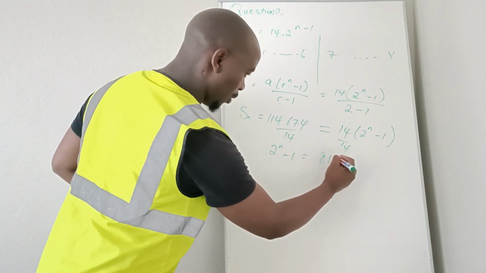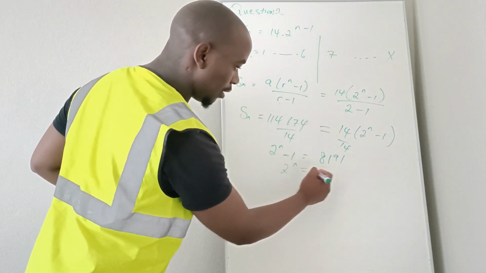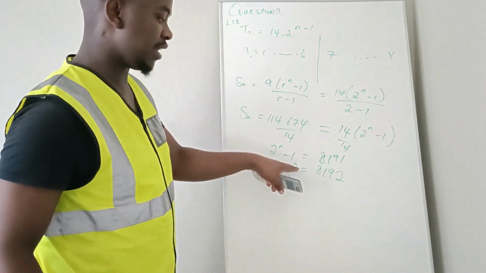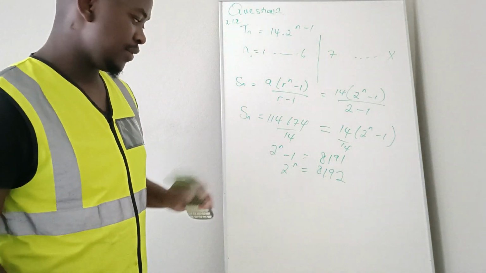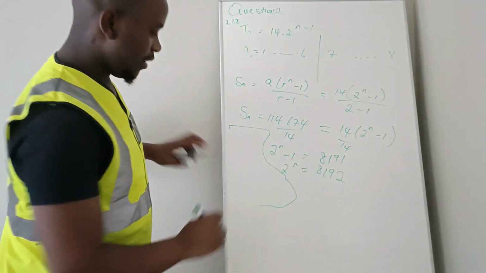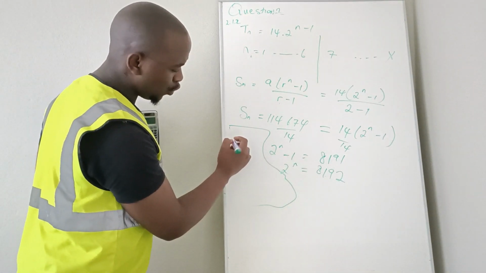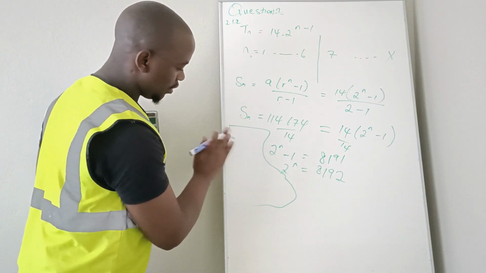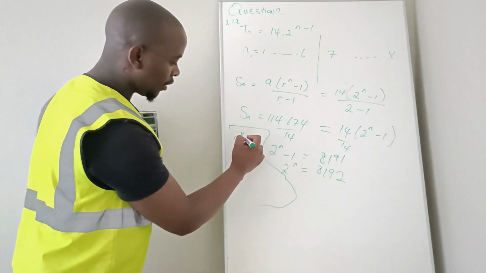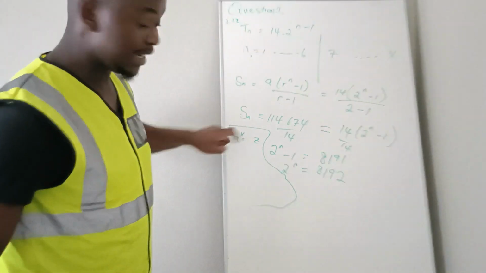So this is 8191. So we take 1 to that side, it's going to be 2 to the power of n equals 8192. How do we find the value n? For this, just to jog your memory again, if we have a known base, this is the base and this is the exponent. If we have a known base a that is raised by an unknown value, and this is giving us a certain value z, how can we find that exponent?